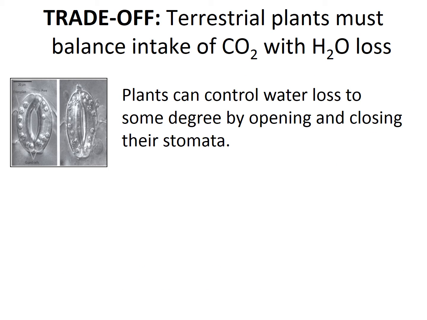This represents a trade-off to plants. Terrestrial plants must balance the intake of carbon dioxide, which they need to do photosynthesis, with the loss of water through the stomata. Now, stomata exist because the plants have to have that control to be able to close the gates. So plants can control water loss to some degree by the opening and closing of their stomata.